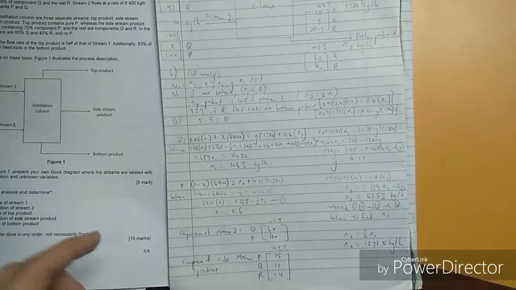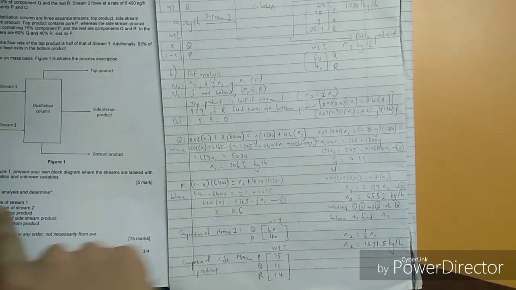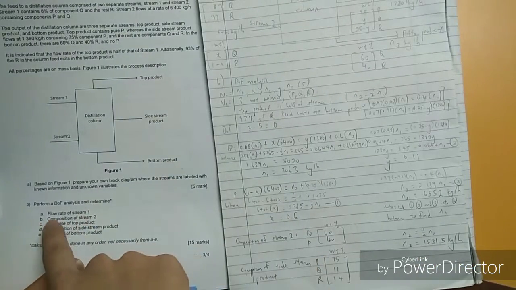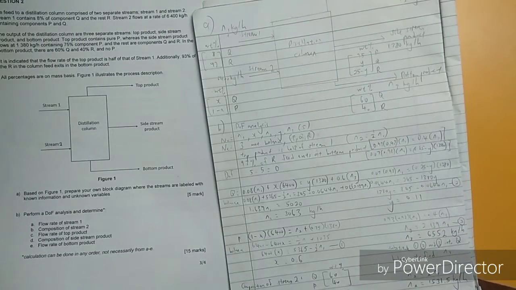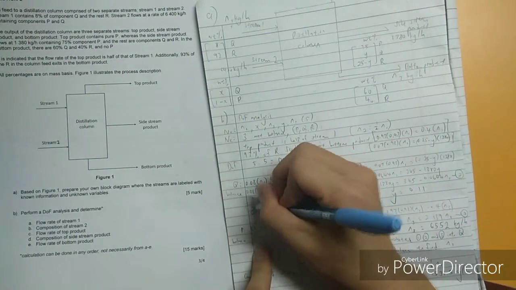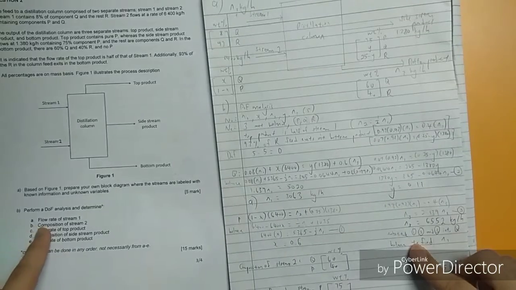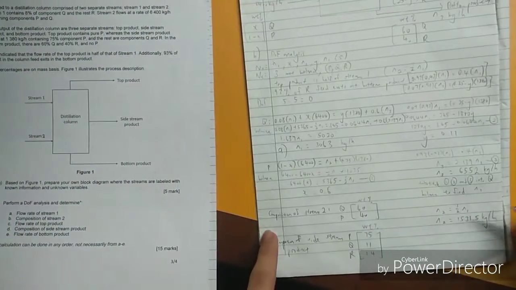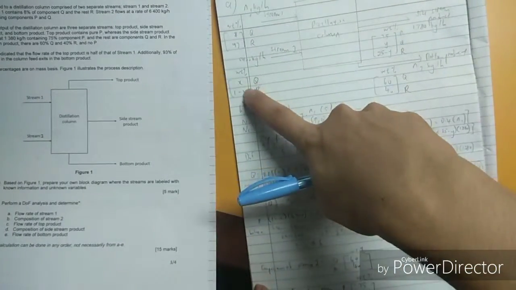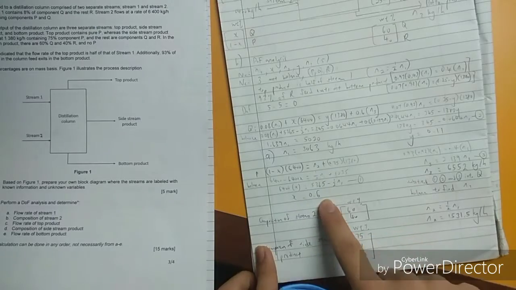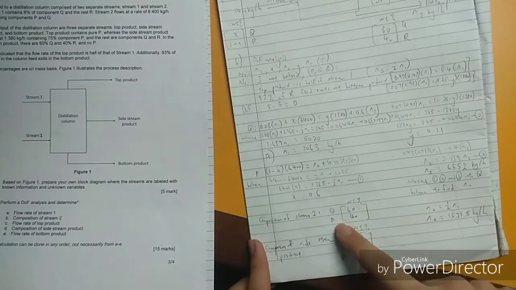And after we found all the unknowns, we can solve the question. A is to find the flow rate of stream 1. Flow rate of stream 1 is N1, so N1 is equal to 3000, and so this is A. B is the composition of stream 2. We put it as composition of stream 2, which is here. The composition of stream 2 is X and 1 minus X. We can find that X equals 0.6, so 0.6 equals 60%, and P equals 40%.